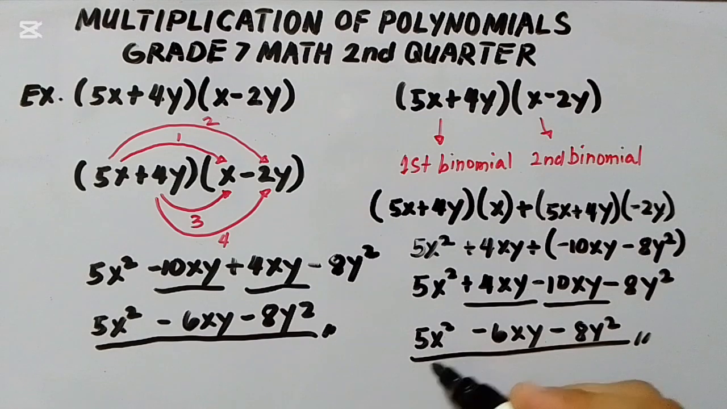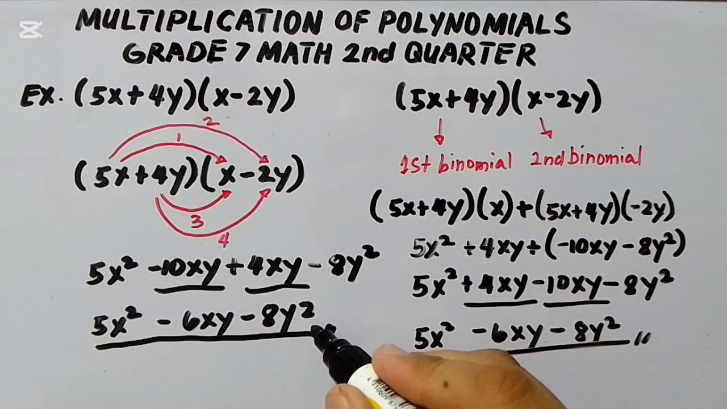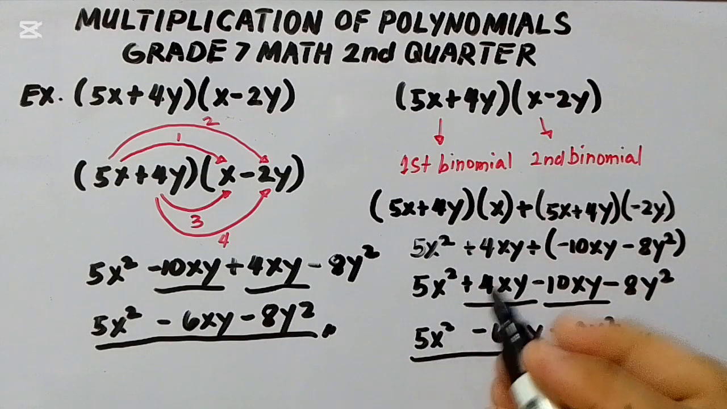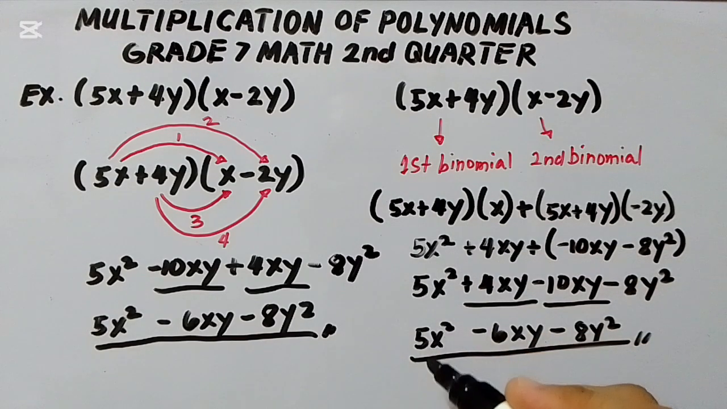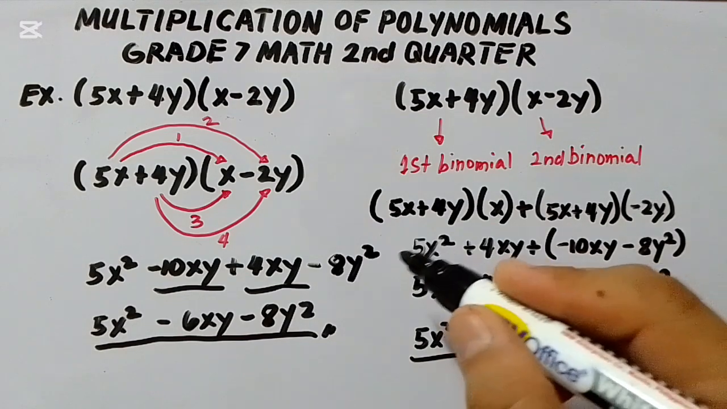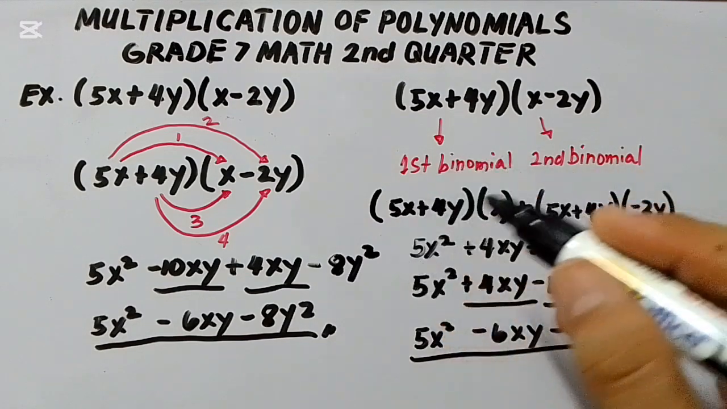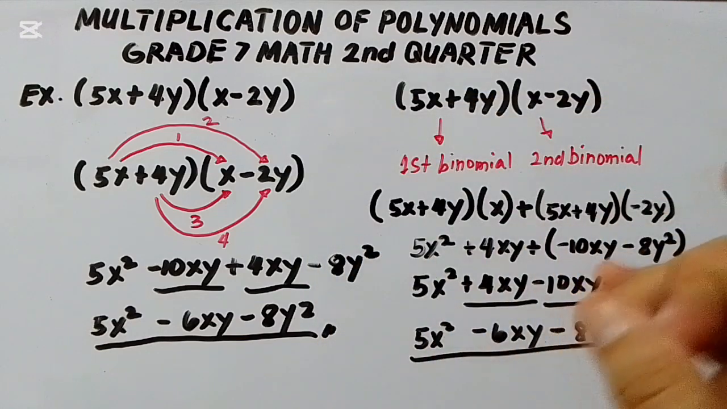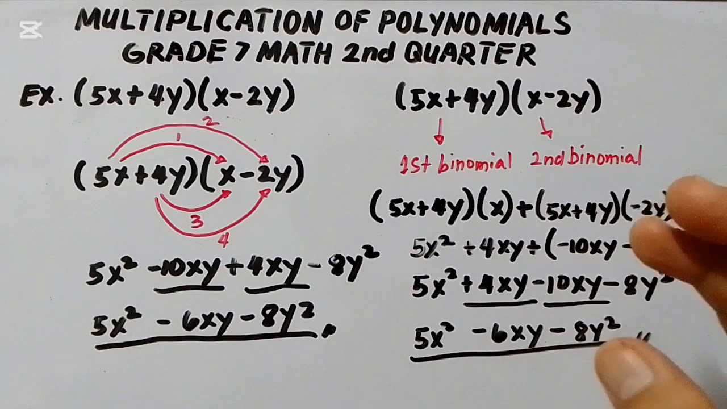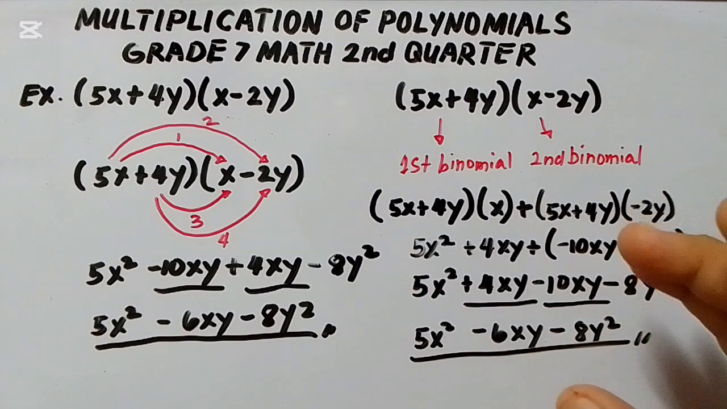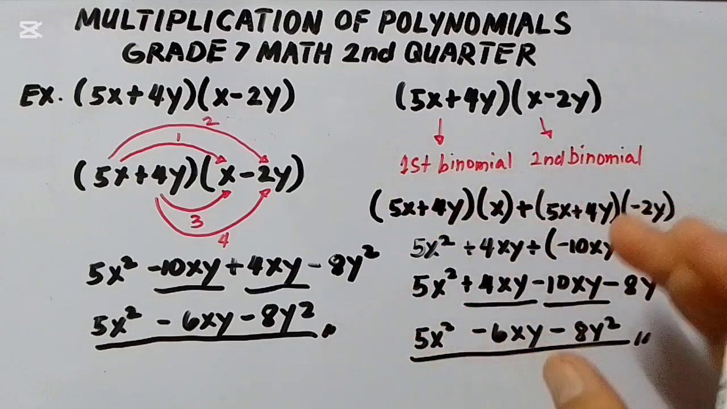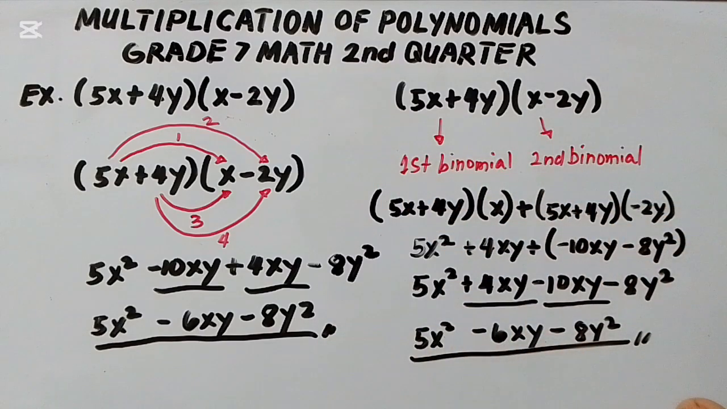Okay, so magkapareho po ba dito sa FOIL method? At magkapareho din po doon sa ating ginamit na vertical method. So, pwede nyo pong i-apply o pwede nyo pong gamitin either of these three methods, yung FOIL method, vertical method, and the distributive property in multiplying two binomials. So, kung ano po ang mas madali para sa inyo, yun po ang inyong gamitin.